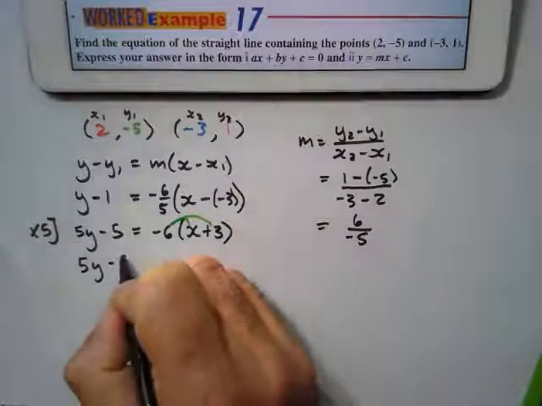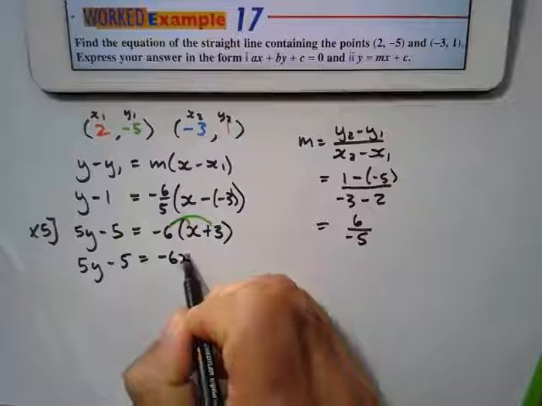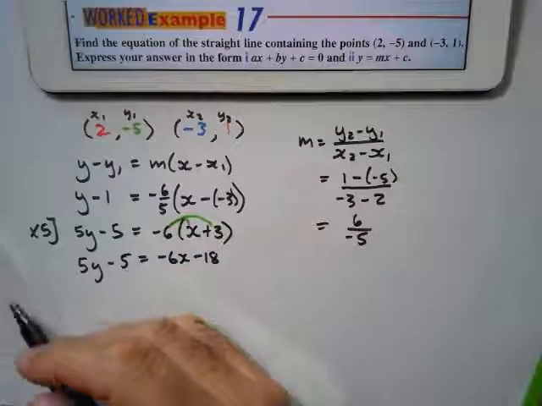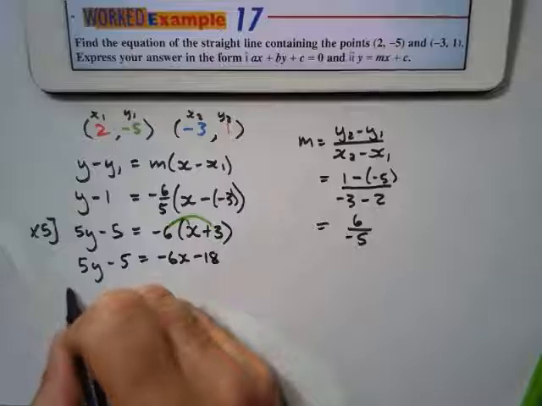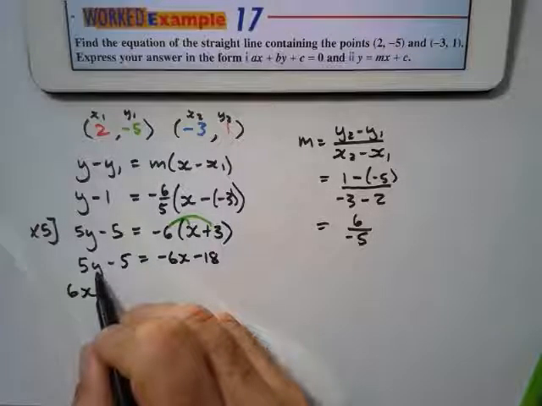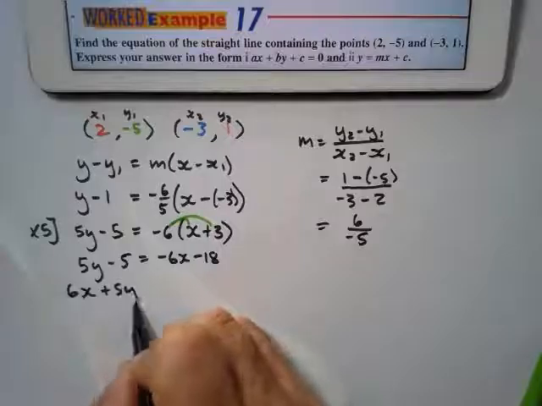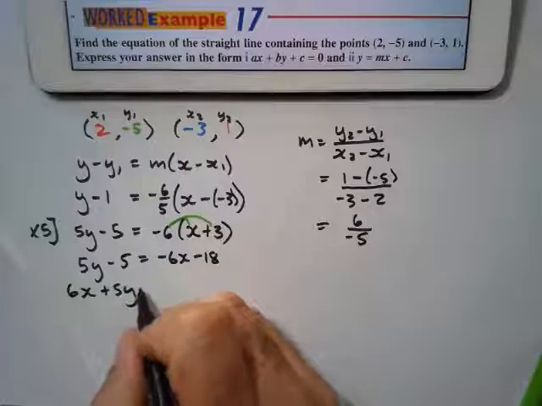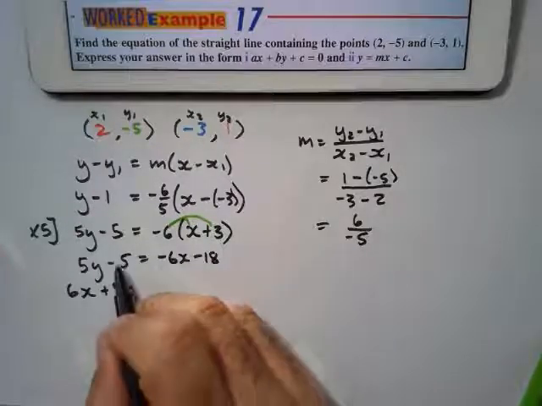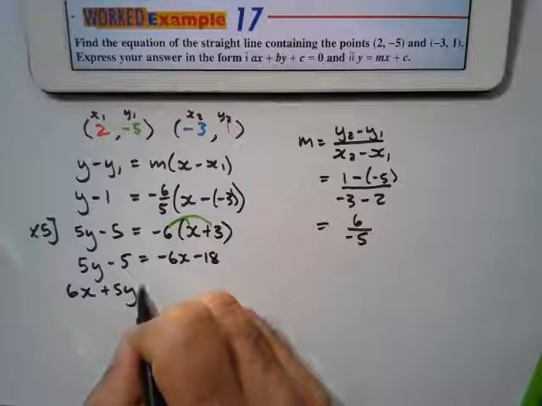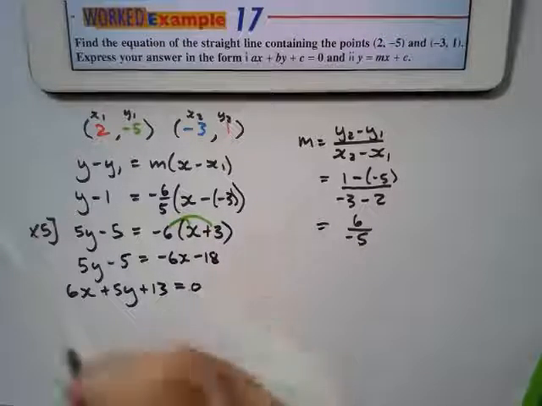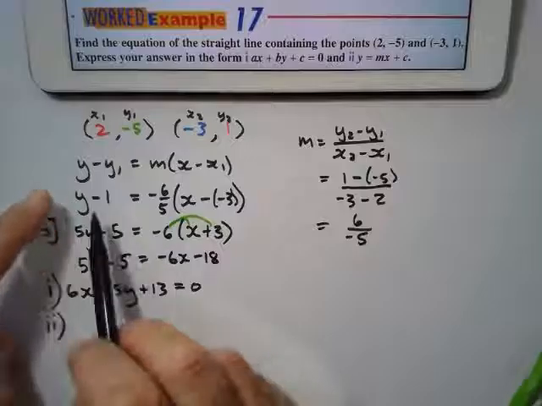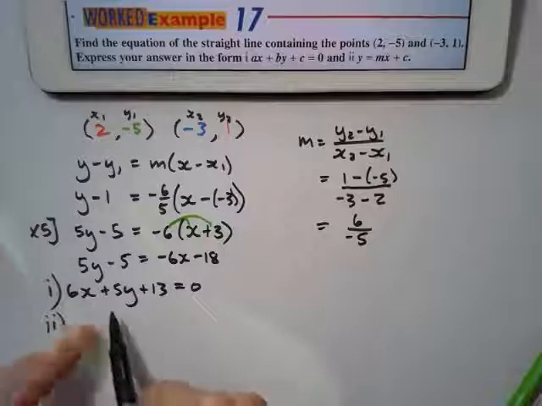I'm going to have 5y minus 5 equals -6x, -18. To have it in this form, I'm going to take everything to one side. So -6x goes over, it becomes +6x. That 5y stays plus 5y. -18 goes over, it becomes +18, take away 5 is +13, and that equals 0. So that's question 1 done. Question 2 done. If you just go back, you can do it for me as well.